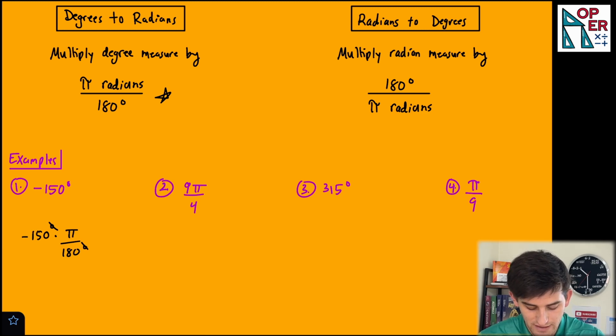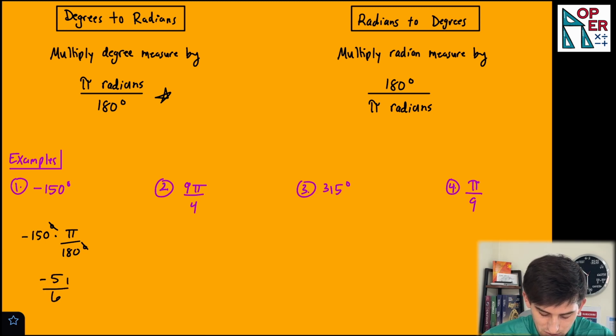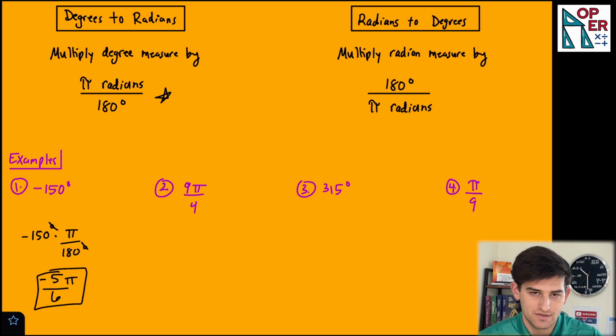Now we can just simplify negative 150 over 180, and that's going to give us negative 5 over 6, and I'm going to put my pi up here, so that would be our radian measure, negative 5 pi over 6, or you could say negative 5/6 pi.